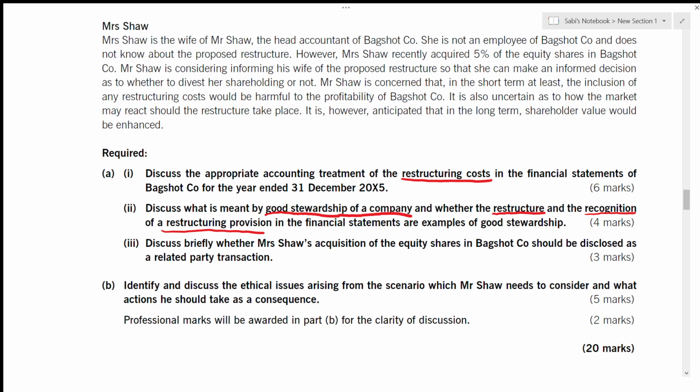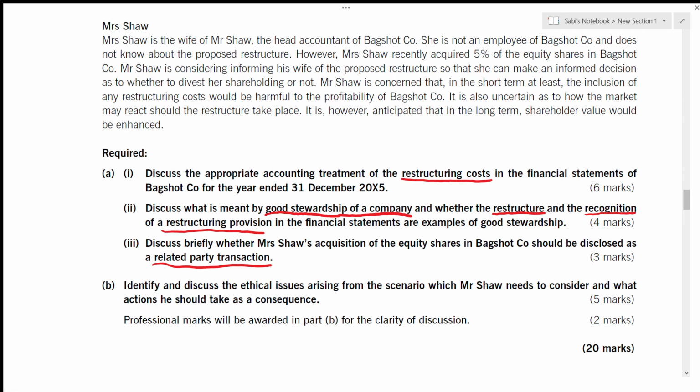And then finally we reach the third part of A, which is discuss briefly whether Mrs. Shaw's acquisition of the equity shares in Backshot Company should be disclosed as a related party transaction. So a related party transaction is another thing that appears in your SBR exam most of the time and is for 3 marks, right?